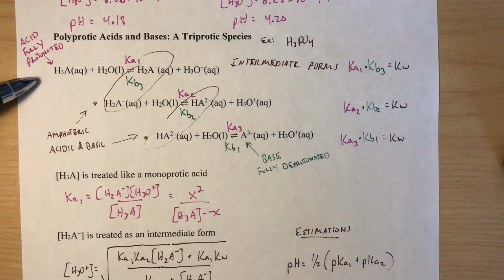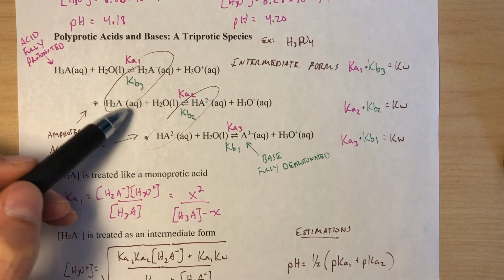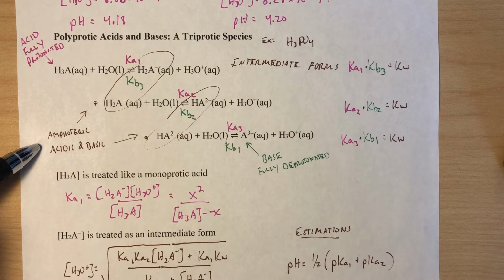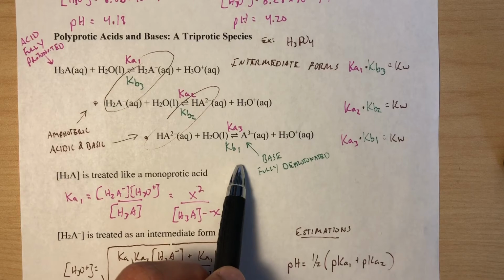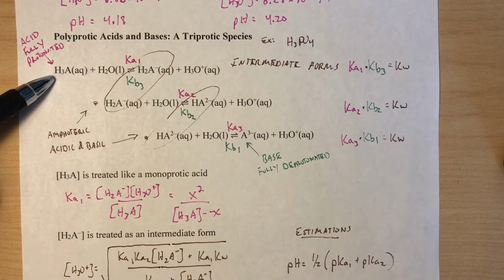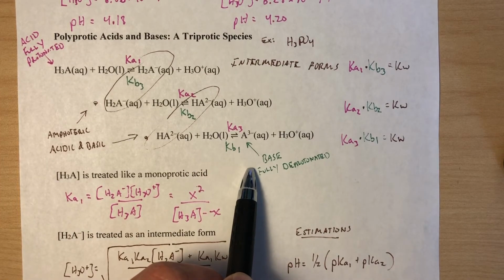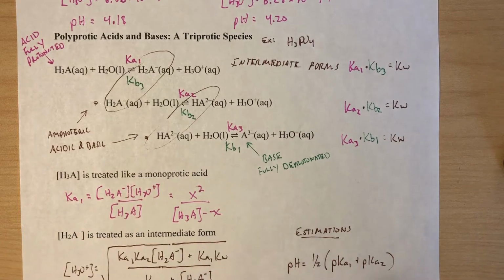So, our fully protonated form we can treat as a monoprotic acid. We have two intermediate forms which can be treated using our hydronium expression for an intermediate form, and A3 minus can be used as our fully basic monobasic species. So even though we have added an additional acidic proton, the way that we treat each of these species stays the same. Our fully protonated version is our acid. We can treat that as a monoprotic acid. Our fully deprotonated form we can treat as a monoprotic base. Everything in the middle gets that special equation for the intermediate form, or you can estimate its pH.